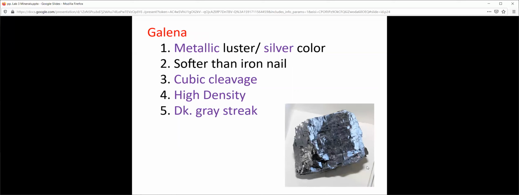Very cubic, very dense. And galena is one of those good examples of a rock with a streak, because if you scratch this on, let's say, a piece of ceramic, it does not keep that luster upon streaking. It loses that glow, it loses that sheen.